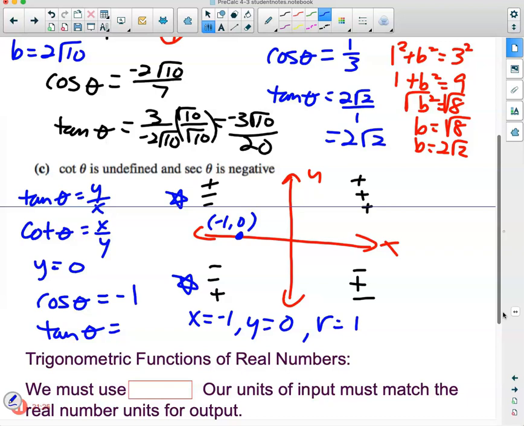Tangent is y over x. So our y value was 0. 0 on top is okay. It gives us a 0, just not on the bottom. So the quadrantals take a little more thinking, because you have to use the other information to get yourself started. And you have to think, okay, how did this come out undefined? Where was the 0 at? And put that together with the x's and the y's and the r's and see how all of that works.